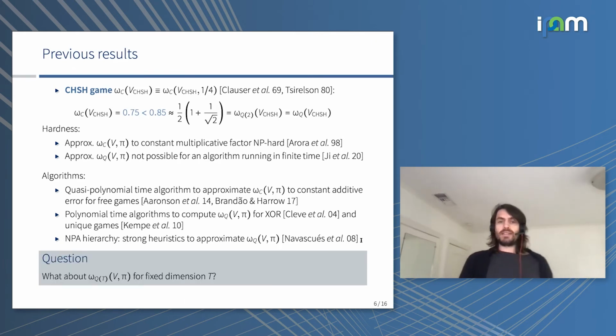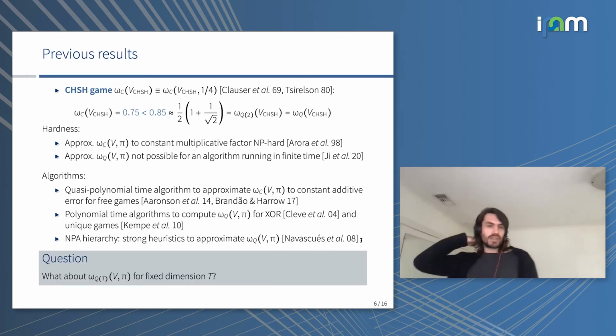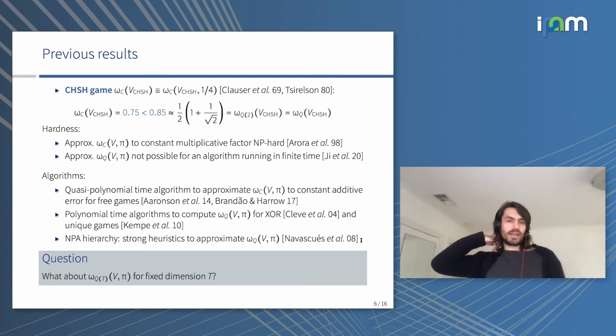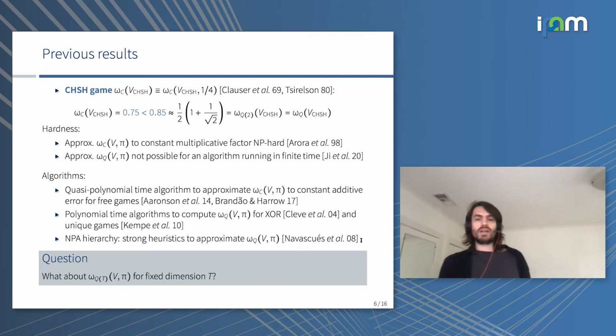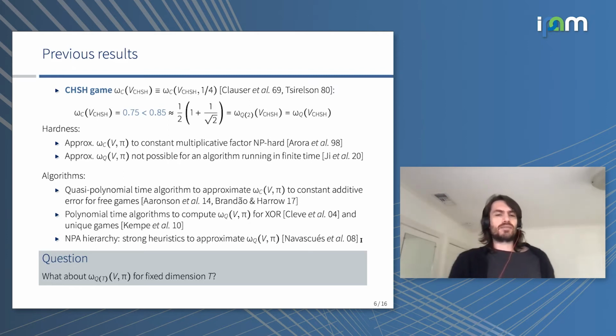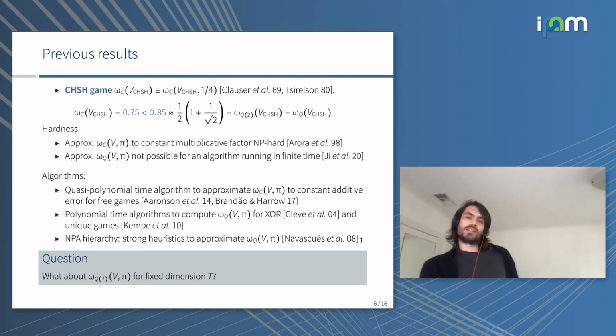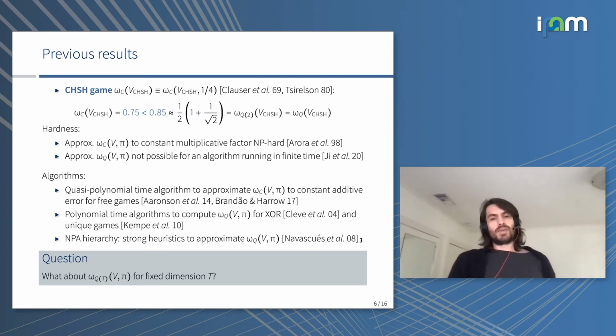So, okay, this was all about the classical and the quantum value of the game. What I'd like to look at today is this intermediate question: what if we fix the dimension of the quantum assistance? What can we say then? I think this question was previously not looked at in detail from this computational complexity viewpoint. So in the rest of the talk, I will talk about this dimension constraint value.